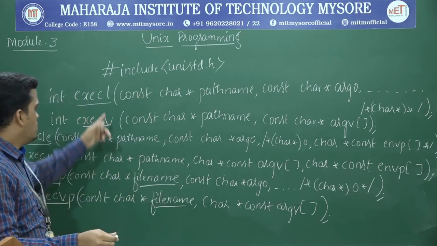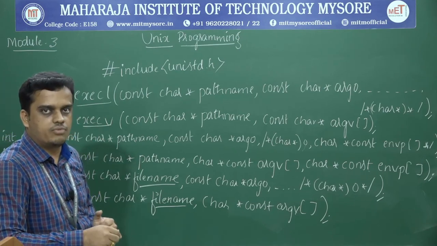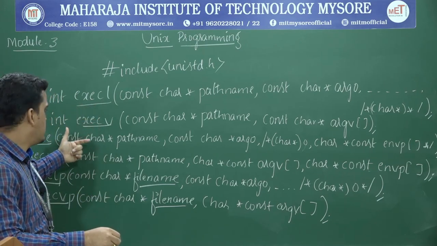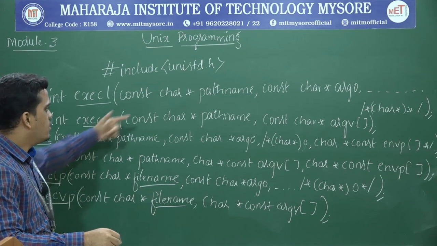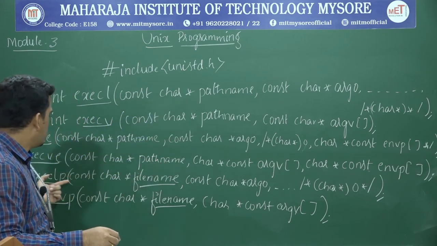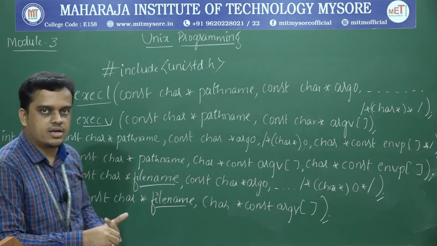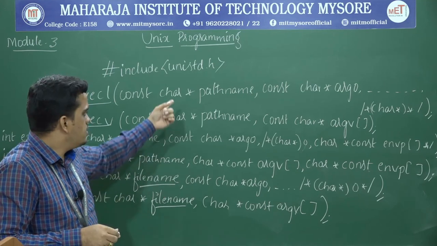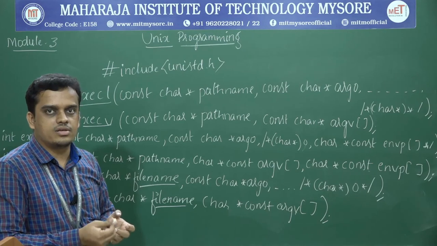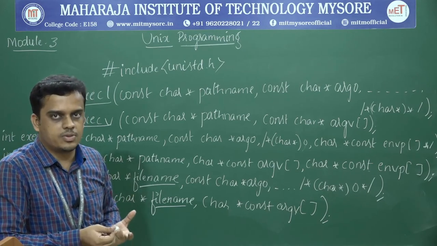Okay, and these 6 different exec forms can be classified based upon the very first argument, that is exec L, exec V, exec LE and exec V will take file path name as the very first argument, and the last 2, that is exec LP and exec VP, will consider file name as an argument. For example, in the very first argument, if the file name consists of a forward slash, it means that file path name has been specified.